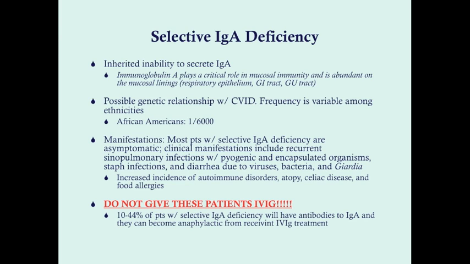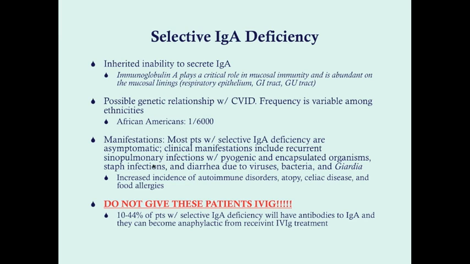Manifestations. Most patients with selective IgA deficiency are asymptomatic. Clinical manifestations would include recurrent sinopulmonary infections with the pyogenic encapsulated organisms that we see so frequently in the antibody immunodeficiencies, staph infections, and then diarrhea due to viruses, bacteria, and giardia. There's also an increased incidence of autoimmune disorders here, atopy, celiac disease, and food allergies.